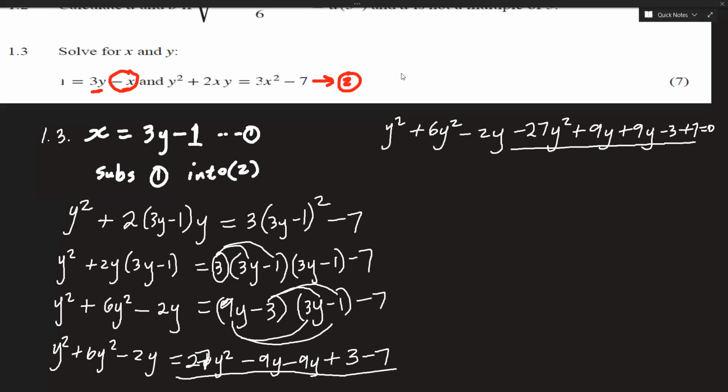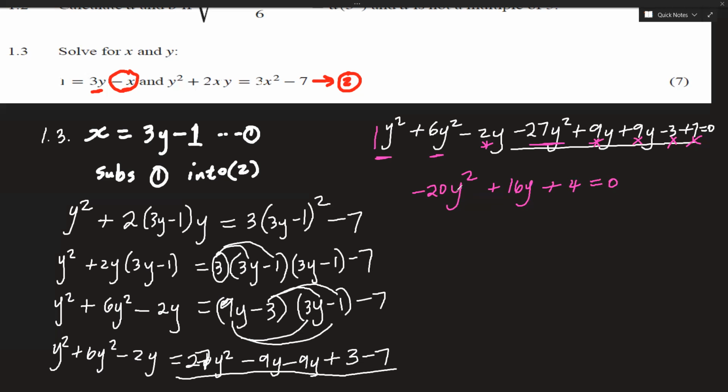I'll just start using a different color from this step. So this one and that one, they are like terms, right? How much do they give us? Remember here, there's an invisible one. So we have positive 7 minus 27 gives us negative 20y squared. Okay, then we have negative 2 plus 9, which is 7. 7 plus 9 is 16, right? So we're going to have 16y here. And then this one and that one gives us positive 4 equals to 0, right?